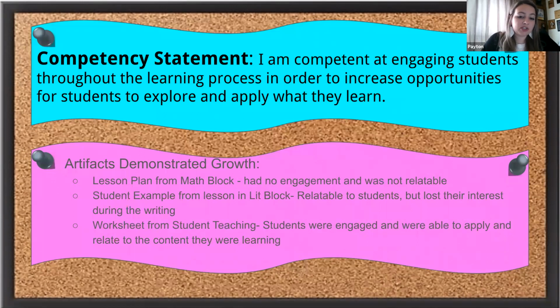My artifacts that demonstrated that growth were my lesson plan from math block, which had no engagement and was not relatable. My student example from a lesson I taught in lit block, which was relatable to students but lost their interest during the writing. And then I had my worksheet from student teaching, where students were engaged in the lesson and were able to apply what they were learning and relate to the content that they were learning.